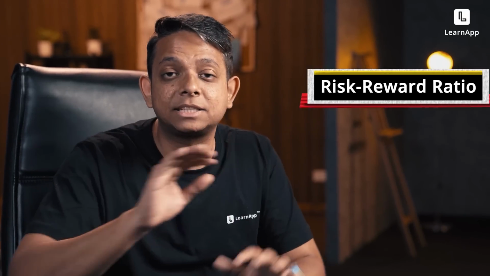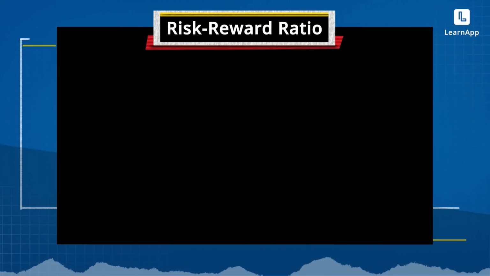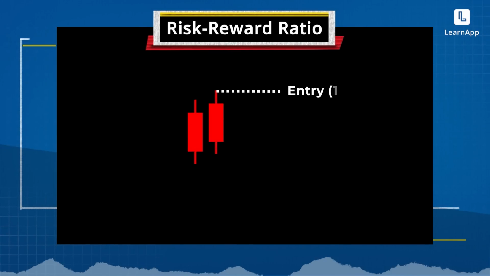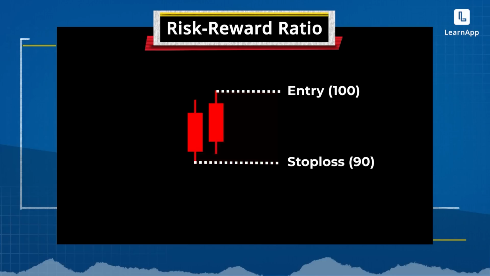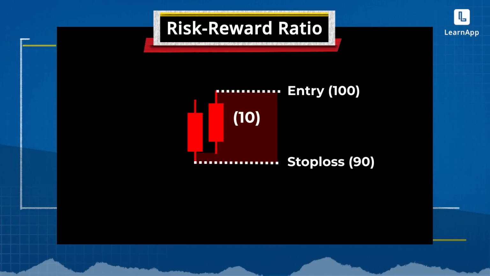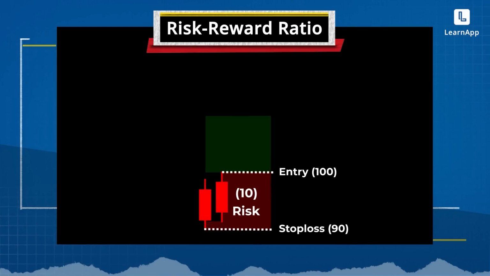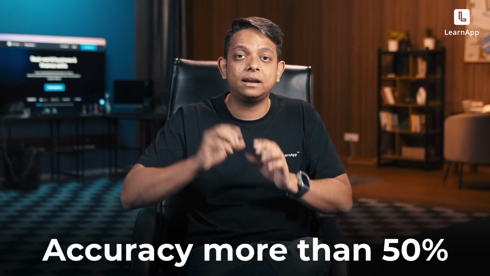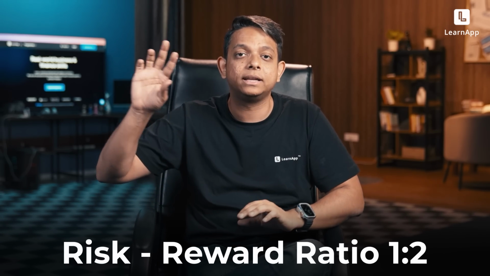Then there is risk to reward ratio. This is very, very simple. Let's suppose you place a trade and the distance between your entry and your initial stop loss is rupees 10. This is defined as your risk. You want to make sure your reward is more than 2x of your initial risk. So in this case, 10 multiplied by 2, 20. For every 10 rupees you're risking, hopefully the reward is 20 rupees. So 2 things, accuracy should be more than 50% and risk to reward ratio should be 1:2.